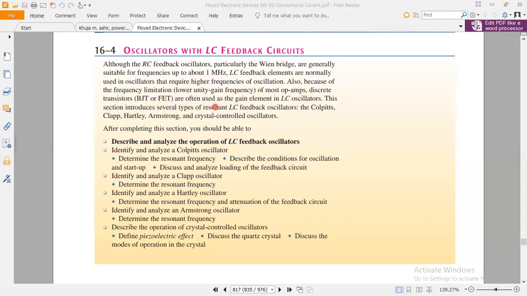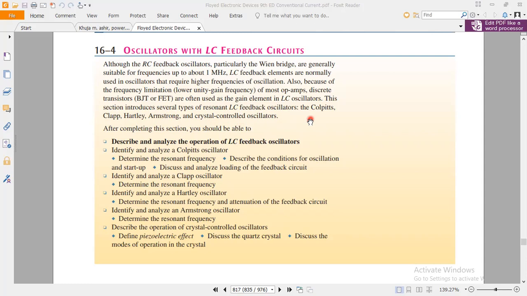used, and instead of these transistors we also use op-amps, the operational amplifier. Either the inverting or non-inverting modes of amplifier are often used as the gain element in LC oscillators. This section introduces several types of resonant LC feedback oscillator. The names of LC oscillators are: Colpitts oscillator, Clapp oscillator, Hartley oscillator, Armstrong oscillator, and crystal control oscillator.